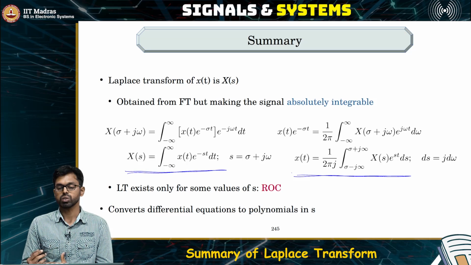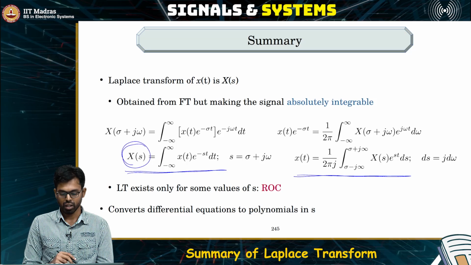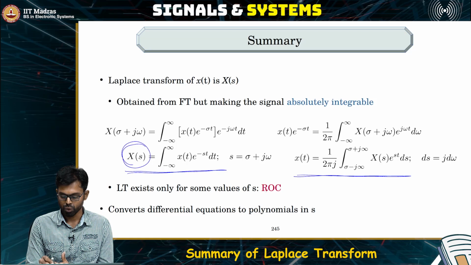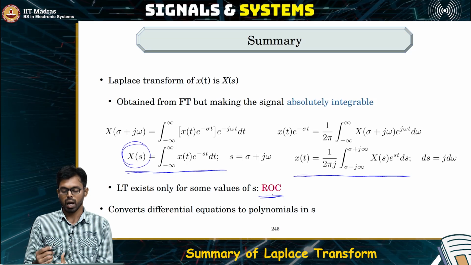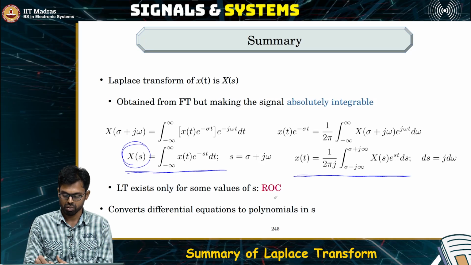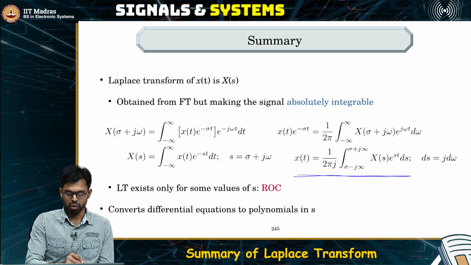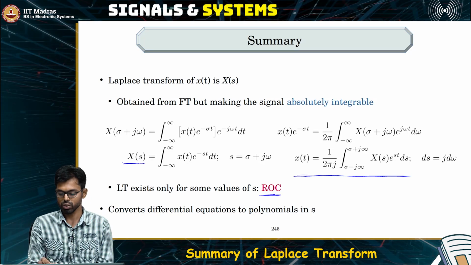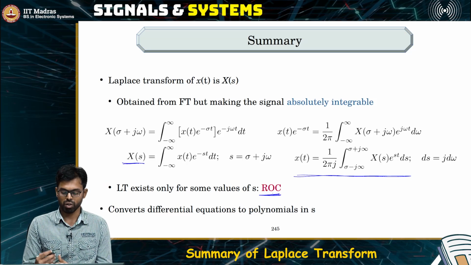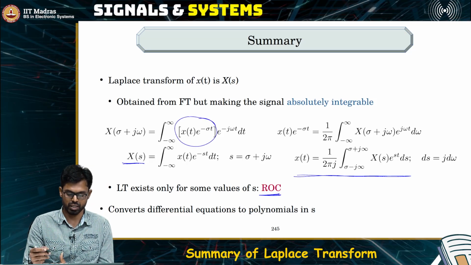We also saw cases where the Laplace transform of a particular signal might be the same as the Laplace transform of a different signal, but they differ only in their ROCs. So Laplace transform expressions can be similar, but their ROCs will be different, and hence a full definition of the Laplace transform is given by both this expression and the ROC together. The ROC gives us the set of values of S for which the Laplace transform exists. In other words, the Fourier transform of this signal exists.